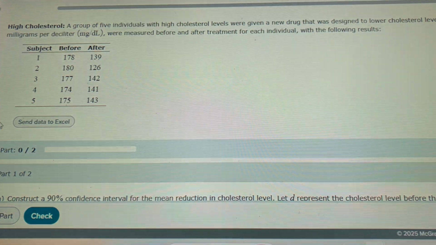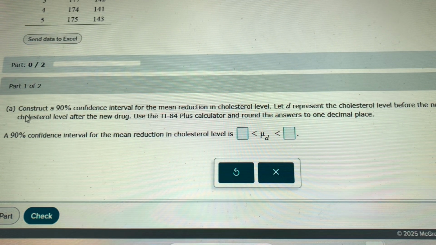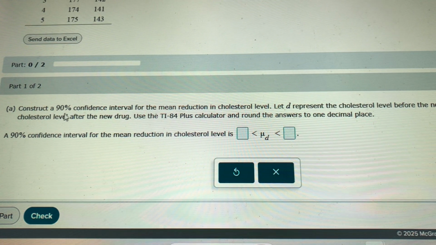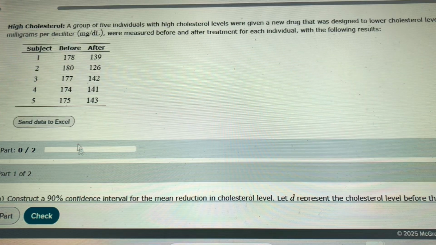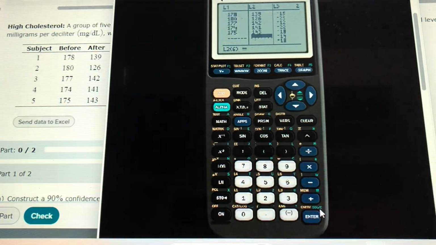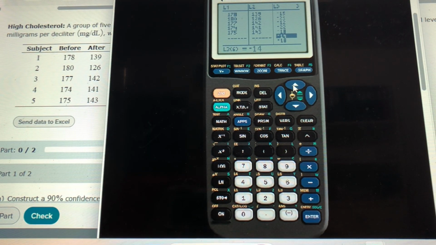Okay, so now I got to read this and make sure there's nothing different about the order here. Construct a 90% confidence interval for the mean reduction in cholesterol level. They are changing the 90 this time. This part here is the important part: let D represent the cholesterol level before the new drug minus the after. Okay, see, that's the correct order, before minus after, but I didn't realize you need to read that closely because they had one tricky one in there. Usually it's the same order that they come in the chart, but they tricked me anyway. So L1 minus L2.